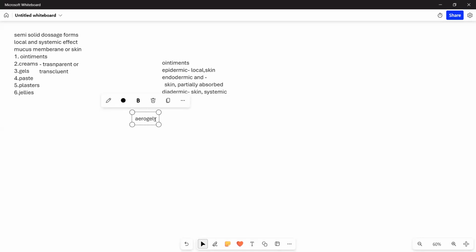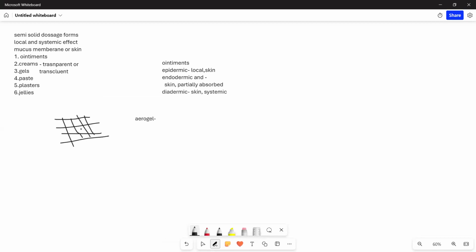Let me draw one structure. The gel consists of a matrix in which the solvent or the drug is entrapped. Whenever this solvent is replaced with air, the solvent is removed under hypercritical conditions and the matrix doesn't shrink. Because the solvent is removed from the gel but the gel matrix does not shrink, due to the entrapment of the air, this is known as aerogel.